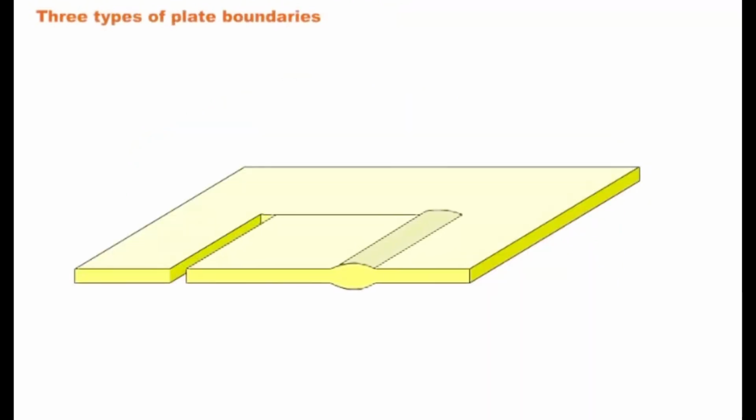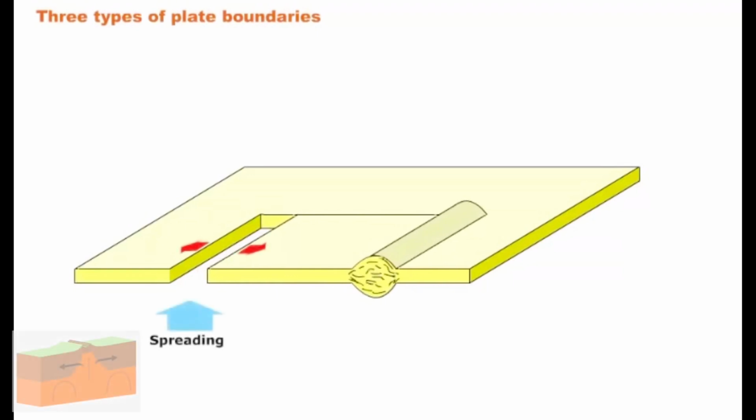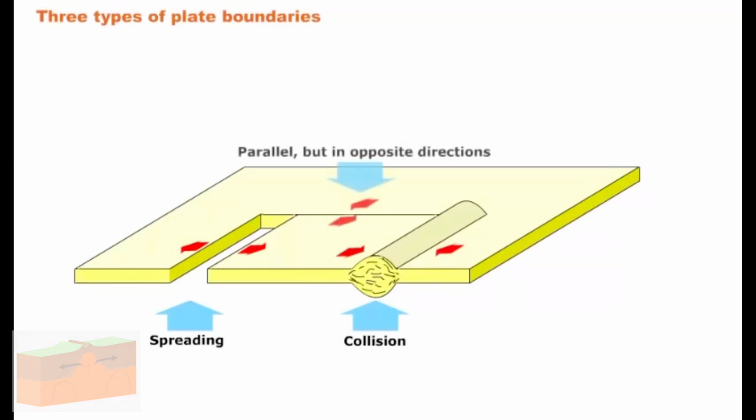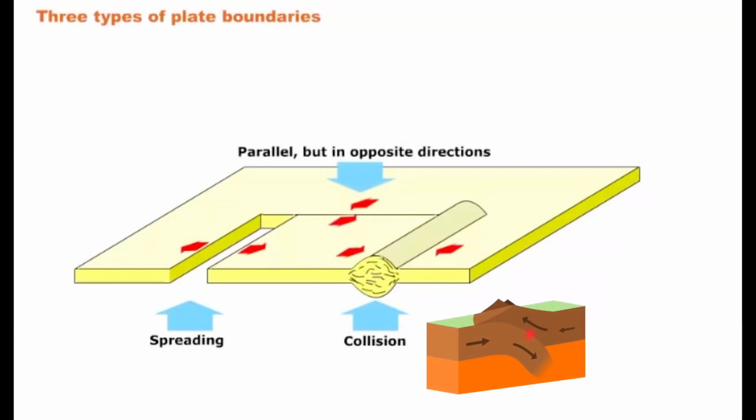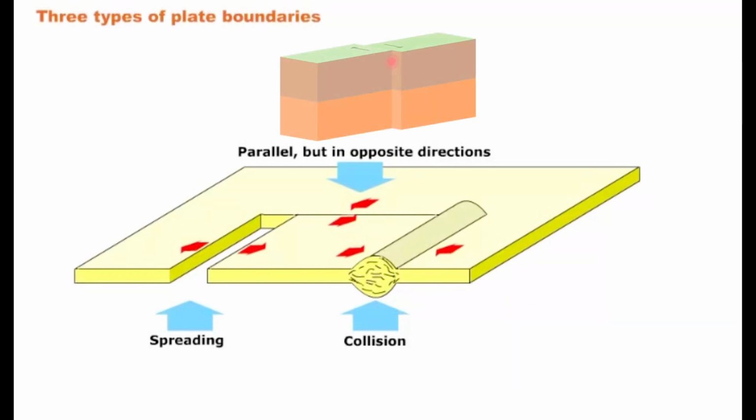This figure shows 3 different types of boundaries between 2 plates that move relative to each other. We have plates that are moving away from each other, they're spreading, plates moving towards each other, they're colliding, and plates that are moving parallel but in opposite directions. The 3 types of boundaries can also be observed between these lithospheric plates we've been studying.